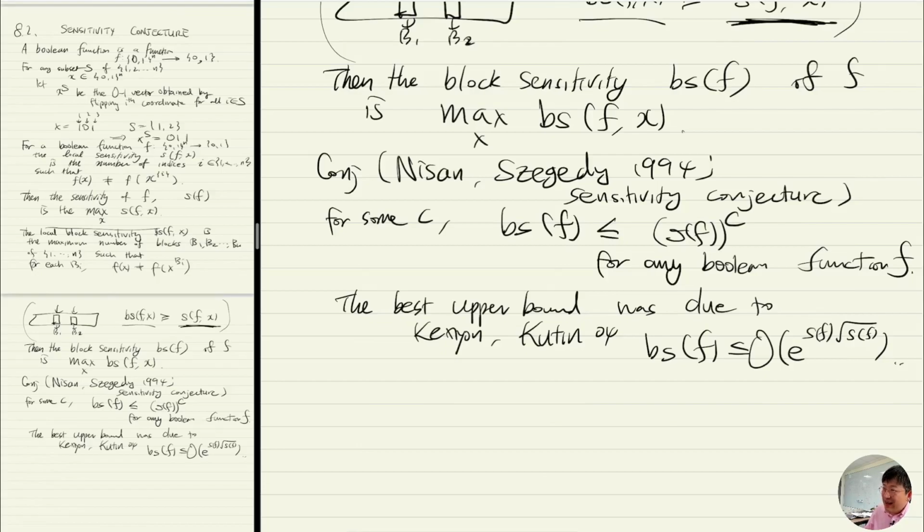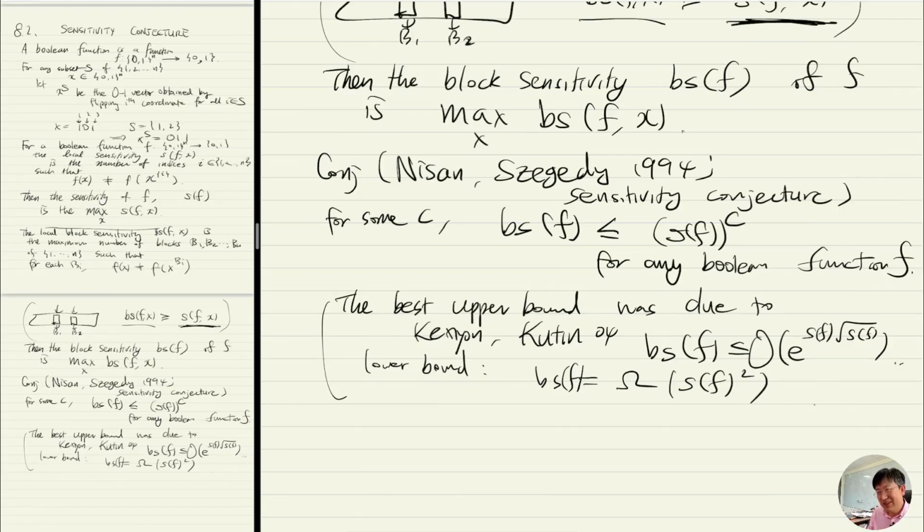But the lower bound, there are examples showing that block sensitivity is at least something squared, sensitivity squared. So there was a huge gap. The best upper bound known was like some exponential function, and the lower bound is a quadratic function.